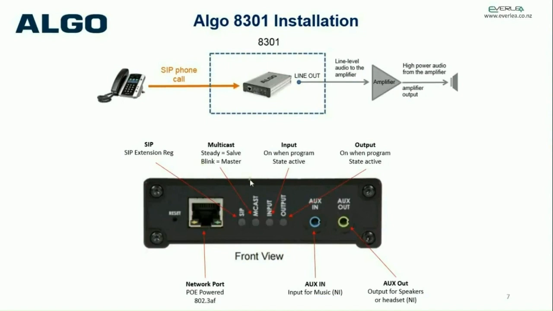We have multicast active, whether it be steady, slave, or blink master. The input is on when programmed. Just a little warning on that one: when you program it to have an input, the input light will come on blue, but that doesn't necessarily mean anything's plugged into it, so just be warned on that trick. Don't assume, it just means you've programmed it right. And output tells you when it's active as well, same methodology as the input.